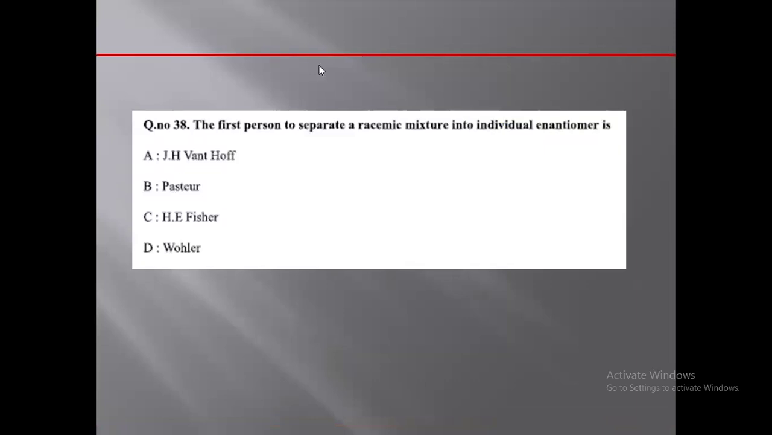Question number 38. The first person to separate a racemic mixture into individual enantiomers is? What is the meaning of racemic mixture? It means R and S are present in the structure 50-50%. So who separated it? Different scientists are given: A is J.H. van 't Hoff, B is Pasteur, C is H.V. Fischer, and D is Haller. So option B is the correct one.